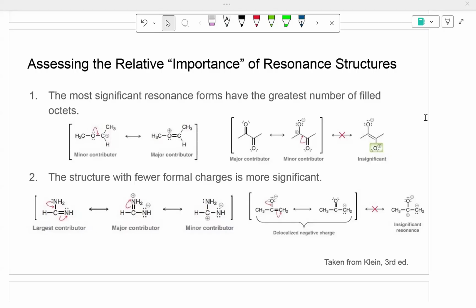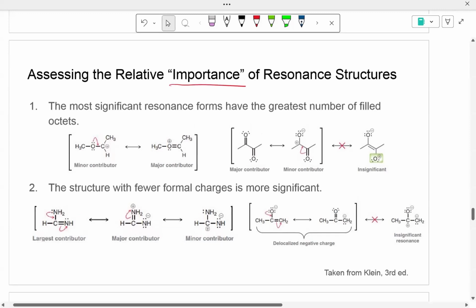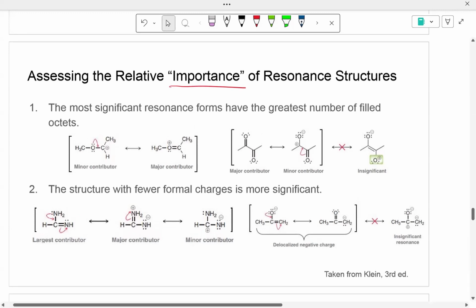In this lecture, we're going to look at what we call the relative importance of resonance structures. And what I mean by this, and the reason I put it in quotes, is that sometimes we have a series of resonance structures that we've drawn out, and some of them are less important than others. When I say that, what I mean is they don't contribute as much to the overall description of the structure of the compound, the whole thing.